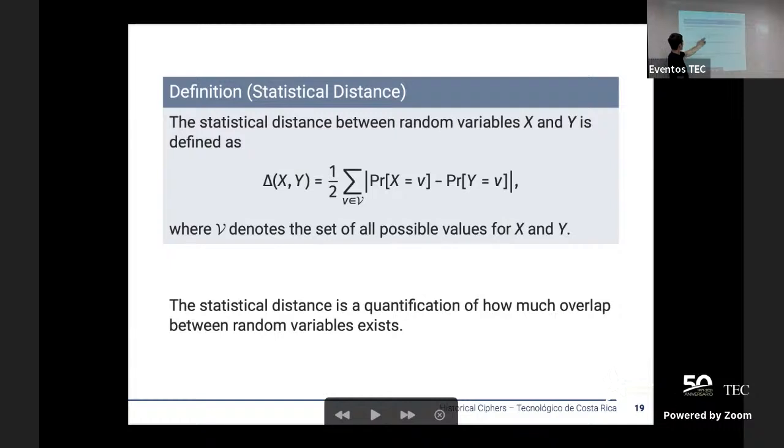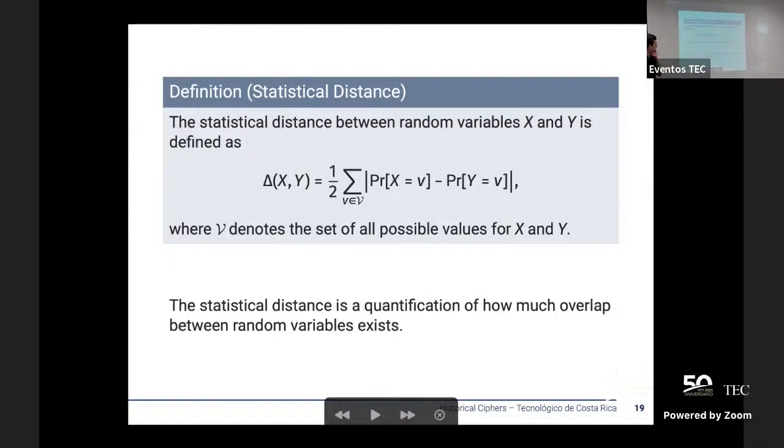Yes, and so formally, we define what is this set B: the set of all possible values for random variables X and Y. So the values that make X and Y non-zero representative. Okay, what's written here is that statistical difference is a quantification of how much overlap there is between these two random variables. So indeed, that's just this difference.